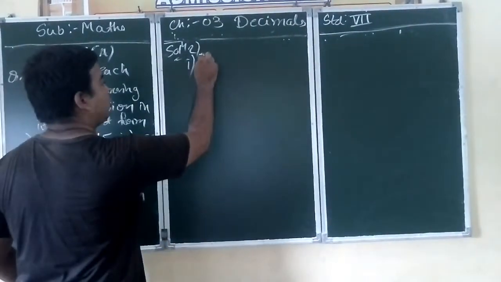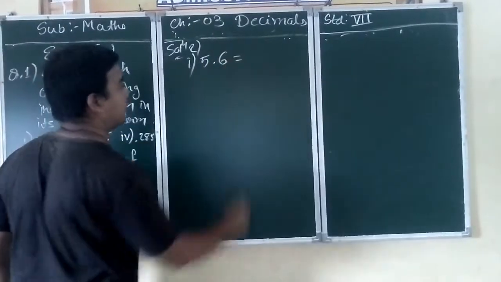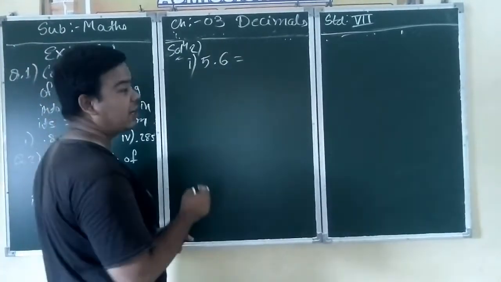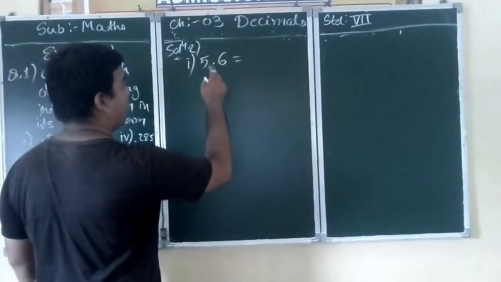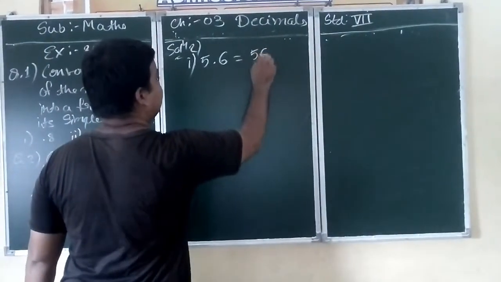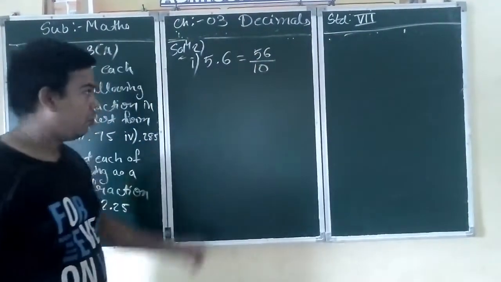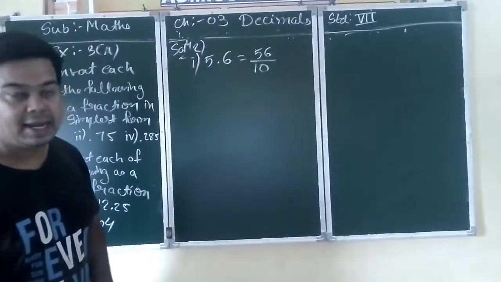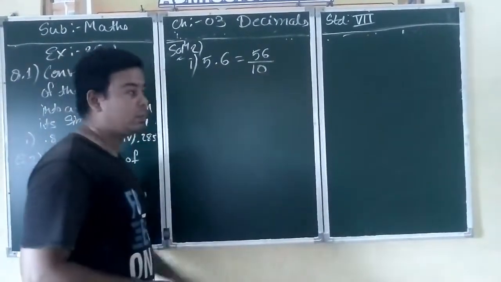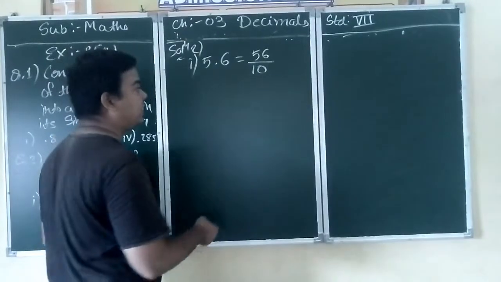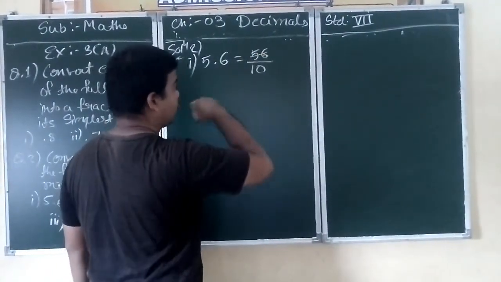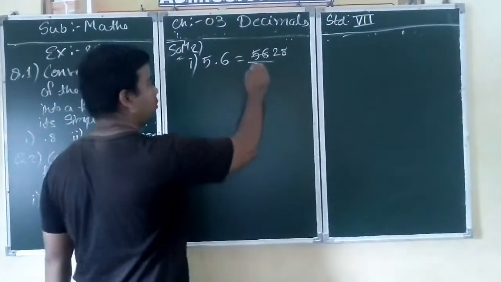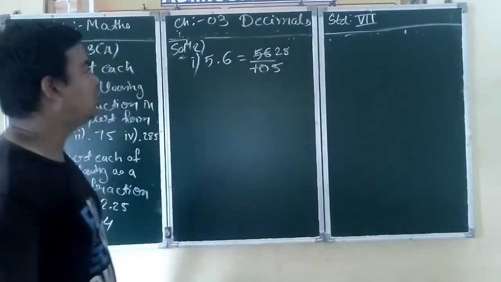So how is it solved? See, this is the number 5.6. 5.6, this is a decimal number. We write it in a fraction form. So 5.6 is 56 by 10. Okay? Because after the decimal point, only one digit is there. So 56 by 10. Now we convert into simplest form. So 56 by 10: 2 2s are 4, 2 8s are 16, 2 5s are 10.